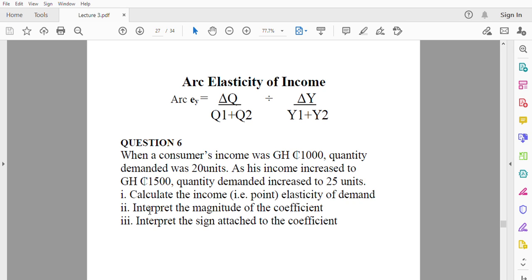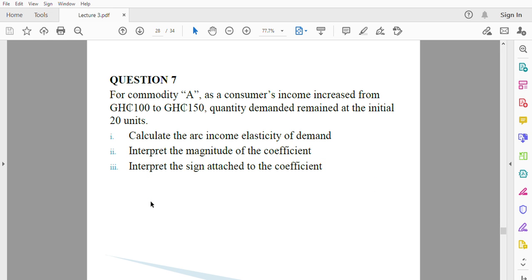Now let's look at the second part. Interpret the magnitude of the coefficient. If you calculate and you get a number greater than 1, it means it is income elastic. If it is less than 1, it is income inelastic. If it is equal to 1, it is income unit elastic. If it is 0, it is income perfectly inelastic. And if it is infinity or less than infinity, it is income perfectly elastic. Try your hand on this also. It is just the same scenario.